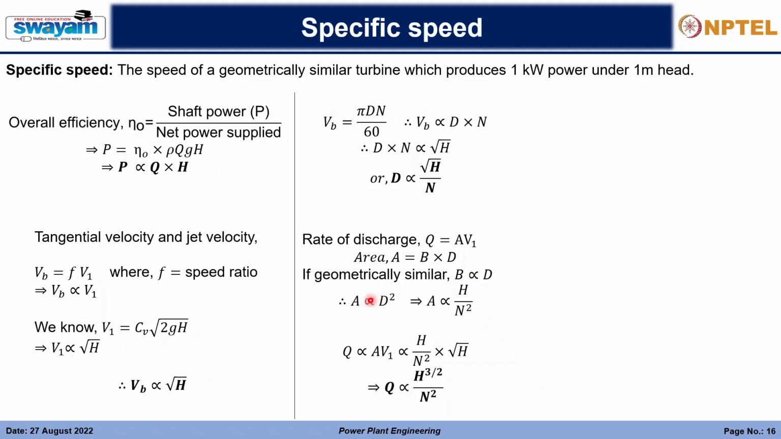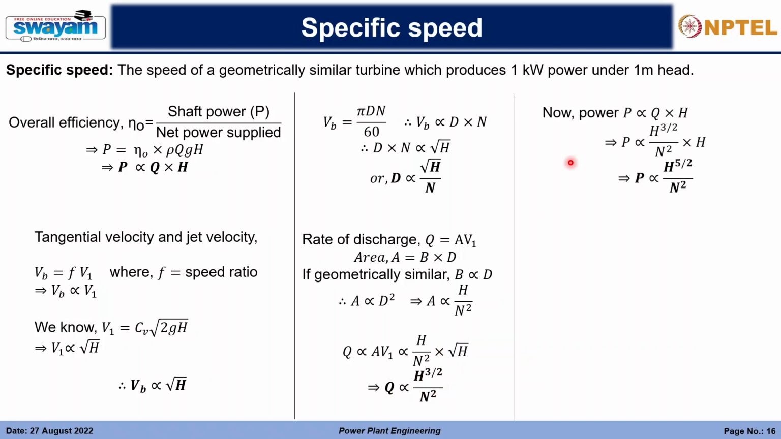Then A is directly proportional to D square, and D is this, so we can directly get this particular relation, A directly proportional to H by N square. Now A we know, V1 we know in terms of H and N, so if we put it, we will get Q is directly proportional to H to the power 3 by 2 divided by N square. Okay, so Q is eliminated in terms of H and N, and now we will again focus on the power, the main equation we have. Q we have derived now, so Q into H is directly proportional to H to the power 5 by 2 divided by N square.